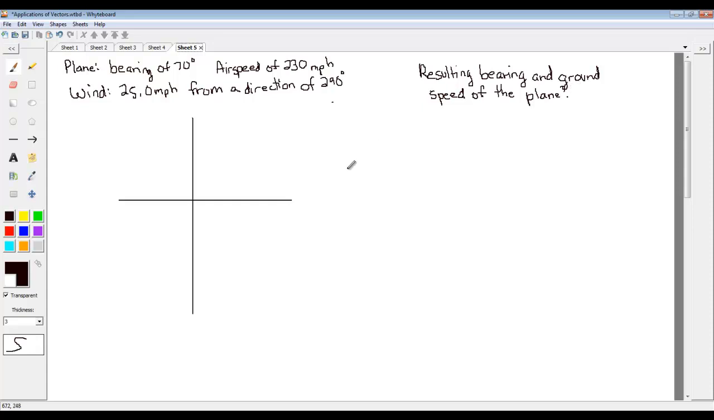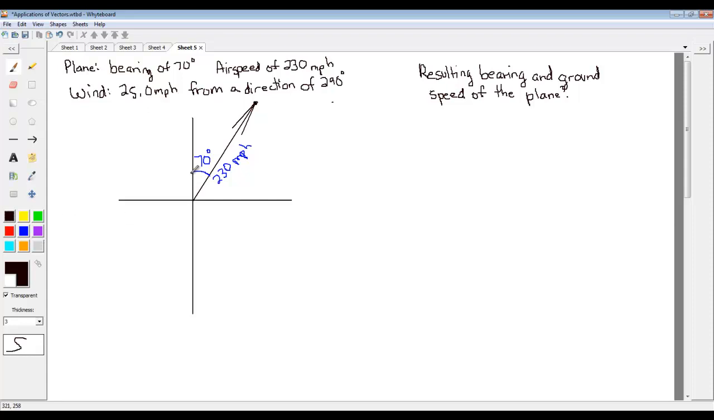Alright, so I have these axes here. I have this plane on a bearing of 70 degrees, so I'll put that there. I know that's not entirely accurate drawing, but that'll have to do. So bearing of 70 degrees and an airspeed of 230 miles per hour. After an hour it'll be right there basically. Now this plane is encountering a wind of 25 miles per hour from a direction of 290 degrees.